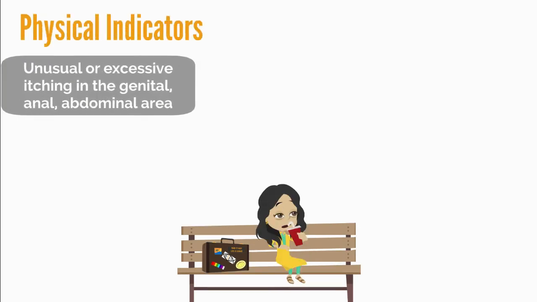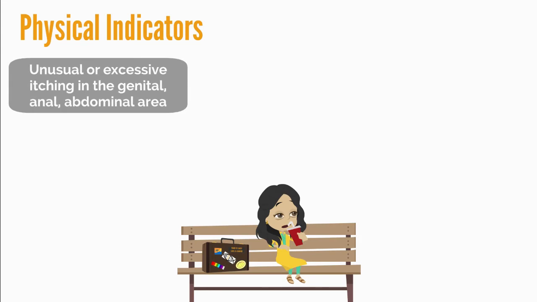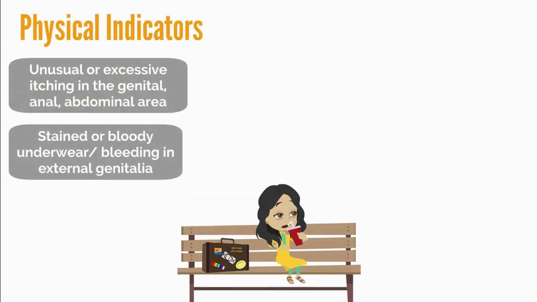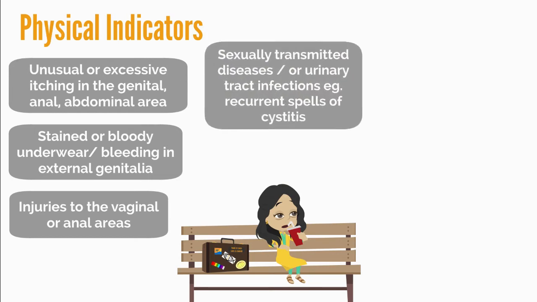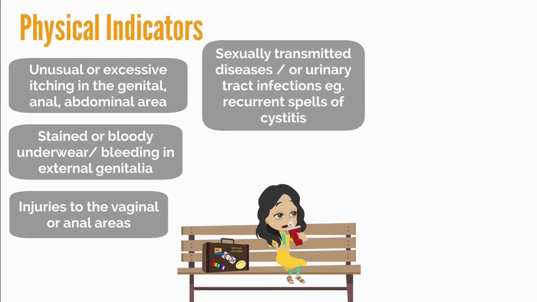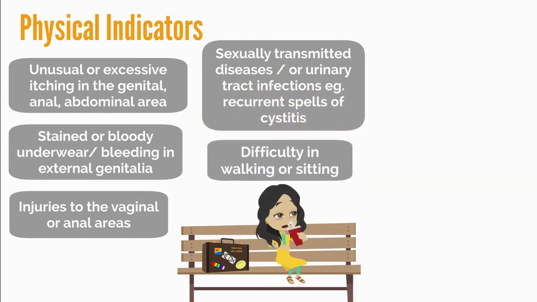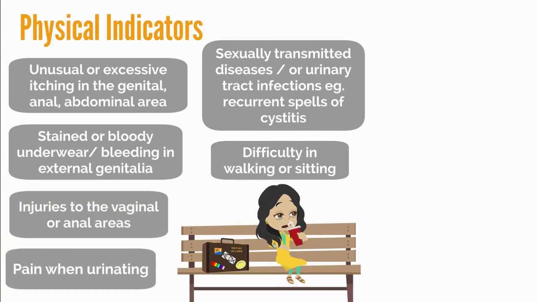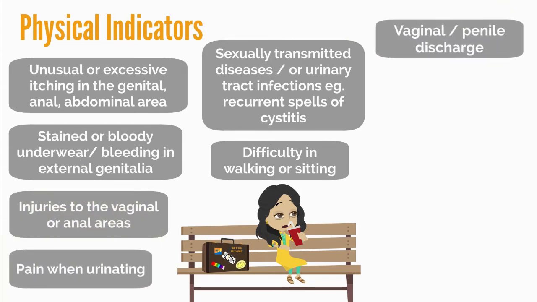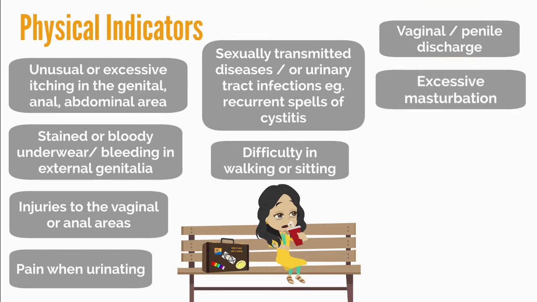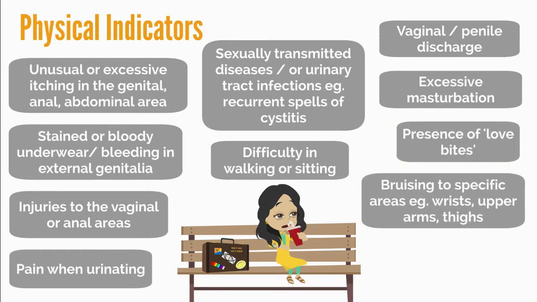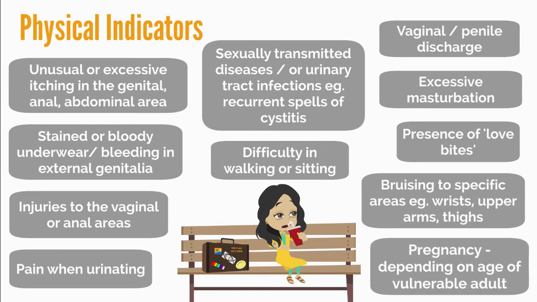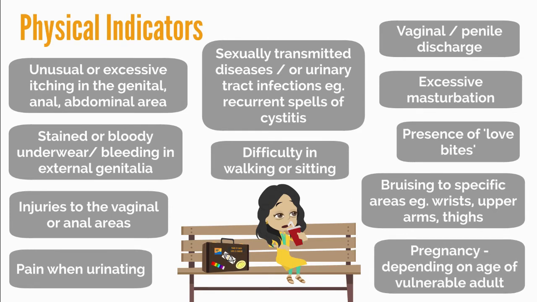Physical indicators can be unusual or excessive itching in the genital, anal, abdominal area, stained or bloody underwear, bleeding in external genitalia, injuries to the vaginal or anal areas, sexually transmitted diseases or urinary tract infections, e.g. recurrent spells of cystitis, difficulty in walking or sitting, pain when urinating, vaginal or penile discharge, excessive masturbation, presence of love bites, bruising to specific areas, e.g. wrists, upper arms, thighs, pregnancy, depending on age of vulnerable adult.